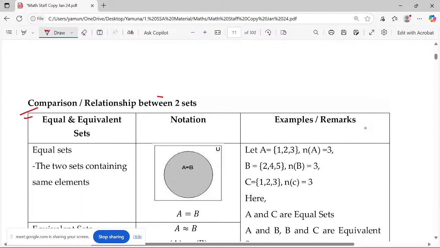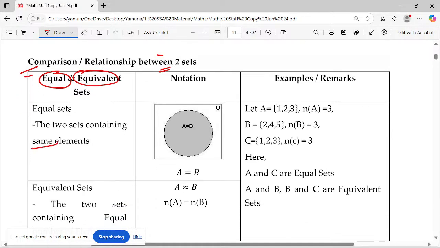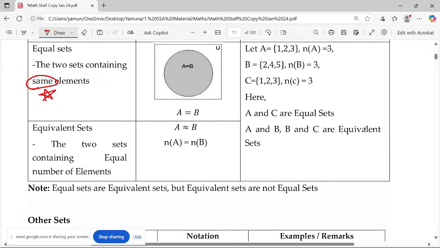Comparison or relation between two sets. We can call them equal sets or equivalent sets. Equal sets means you'll have the same elements. This is the code word. Equivalent sets means the same cardinal number, the same number of elements, which means an equal number of elements. The notation we usually use is this for equal, and this, approximately like, for equivalent sets.